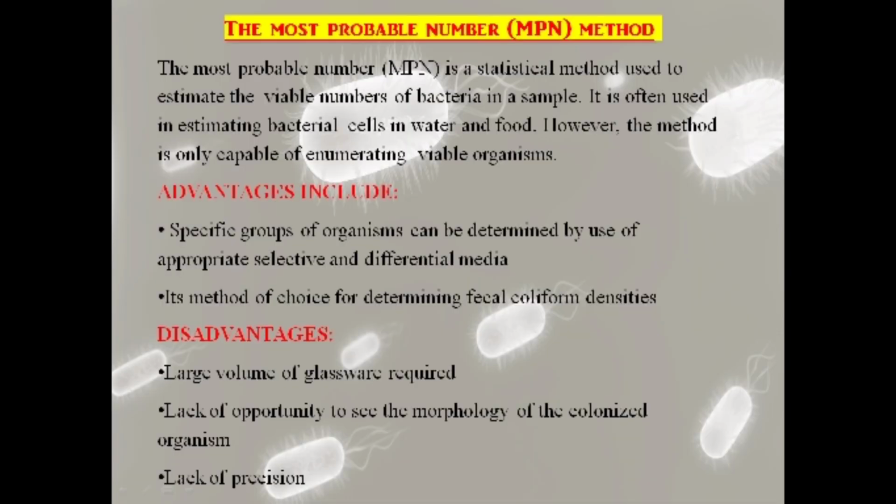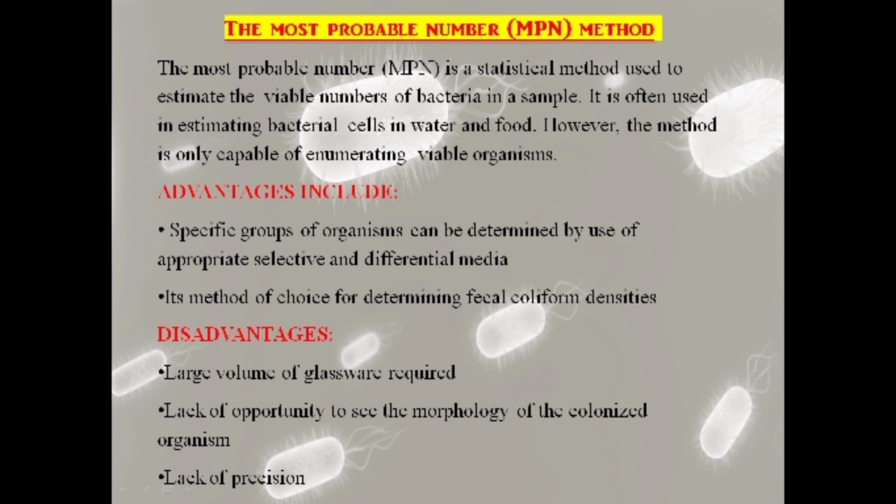Now the most probable number method, or the MPN method. The most probable number, or the MPN, is a statistical method used to estimate the viable numbers of bacteria in a sample. It is often used in estimating bacterial cells in water and food. However, this method is only capable of enumerating viable organisms.